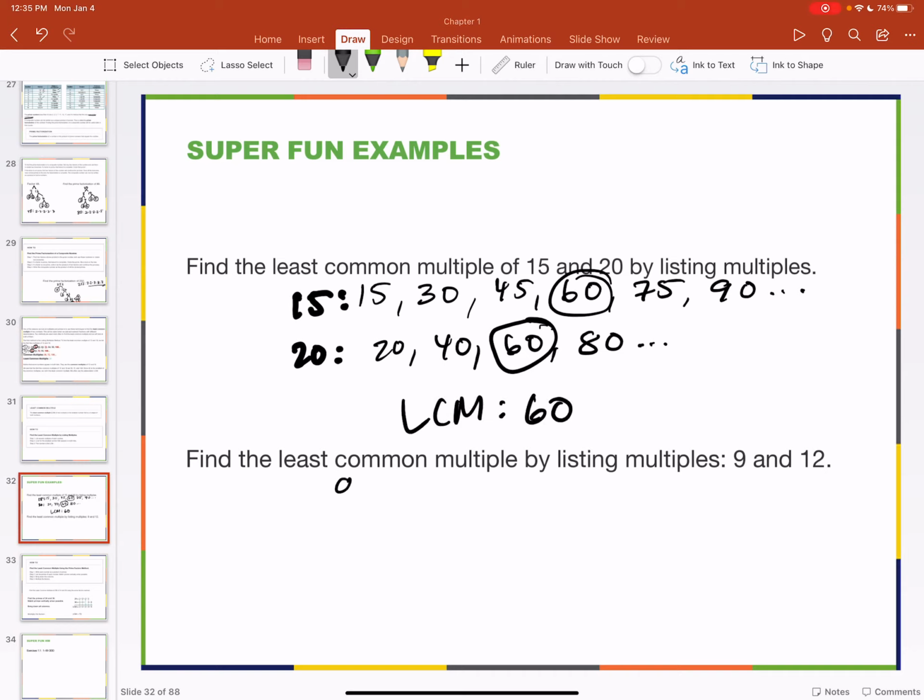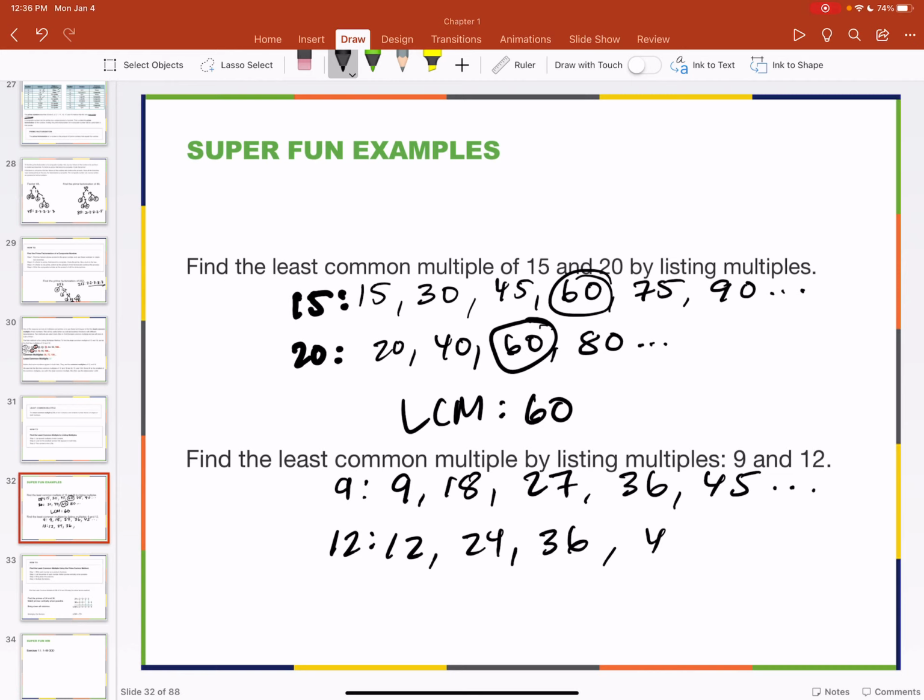Let's go ahead and do the least common multiple of 9 and 12. So 9, 18, 27, 36, 45, and so on. 12, 24, 36, 48. Hold the phone. These are common. So my LCM for 9 and 12 is 36.